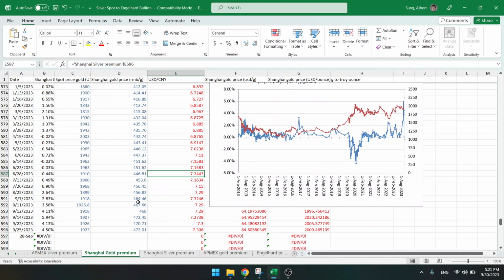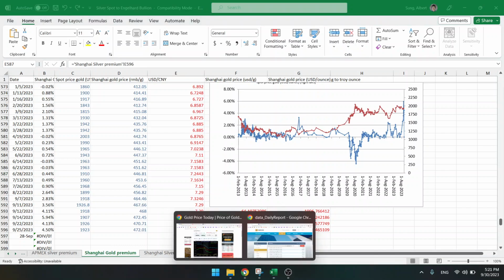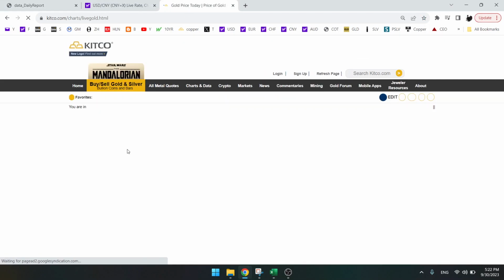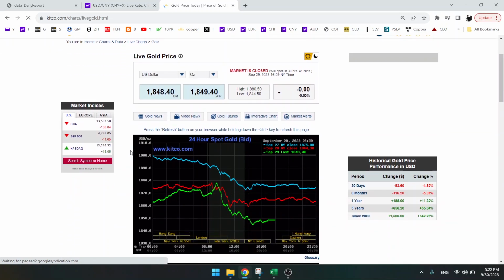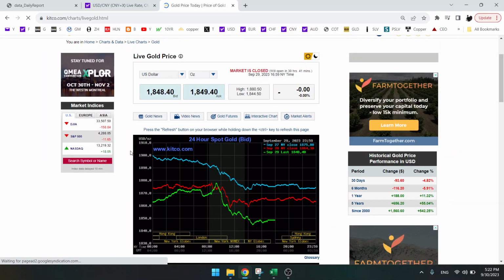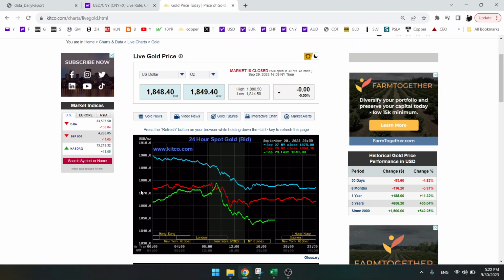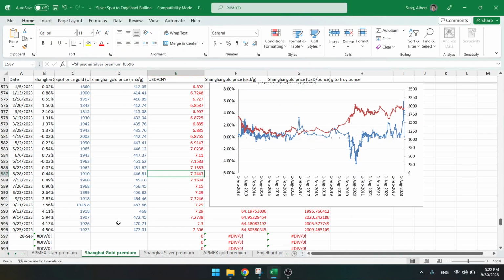What we need is the international gold price, of course. Let's do that for last Thursday. So last Thursday was the 28th of September, the red line. So the red line is somewhere here. This is 1875. So we input 1875 for 28th of September.